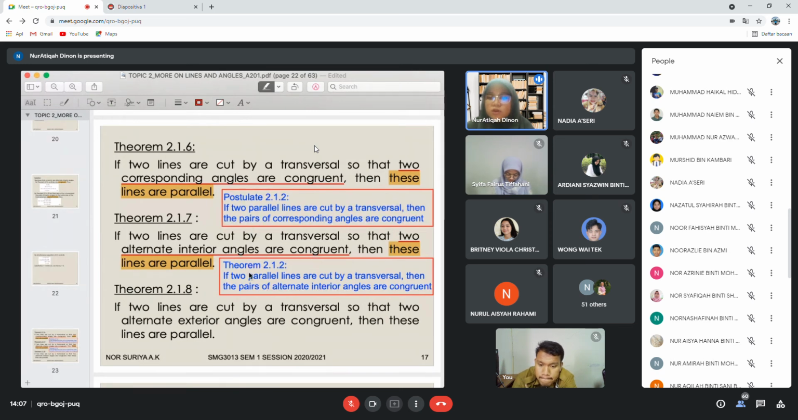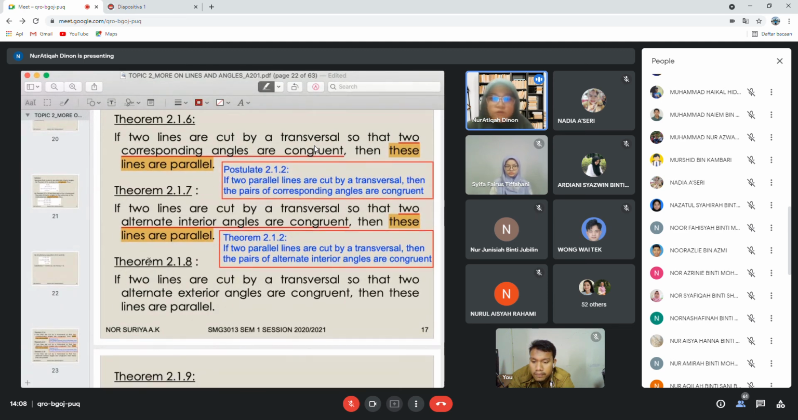So kalau kita tengok dekat theorem 2.1.2, if we go back, if two parallel lines are cut by a transversal, then the pairs of alternate interior angles are congruent. You can see kan? Dia the other way around. First we talk parallel and then alternate interior angles are congruent. But this one, we talk about alternate interior angles are congruent first and then these lines are parallel. Okay, you can check yourself for 2.1.8.